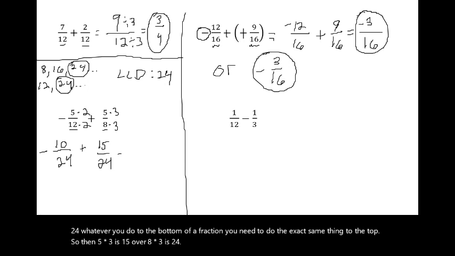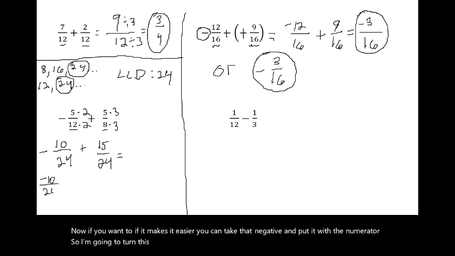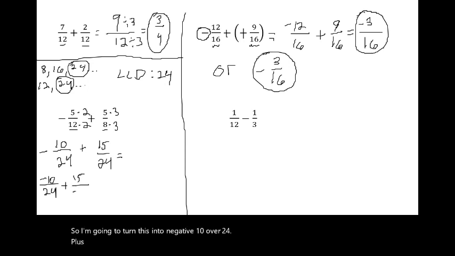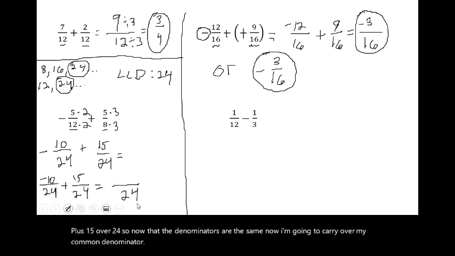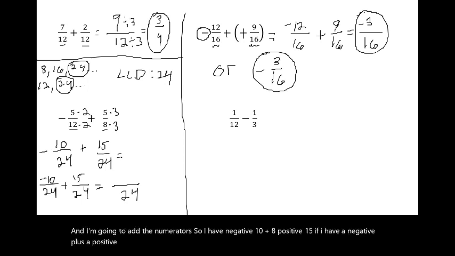Now, if it makes it easier, you can take that negative and put it with the numerator. So I'm going to turn this into negative 10 over 24 plus 15 over 24. So now that the denominators are the same, I'm going to carry over my common denominator and add the numerators. So I have a negative 10 plus a positive 15. If I have a negative plus a positive, the rule is to subtract them as if they were both positive. 15 minus 10 is 5.